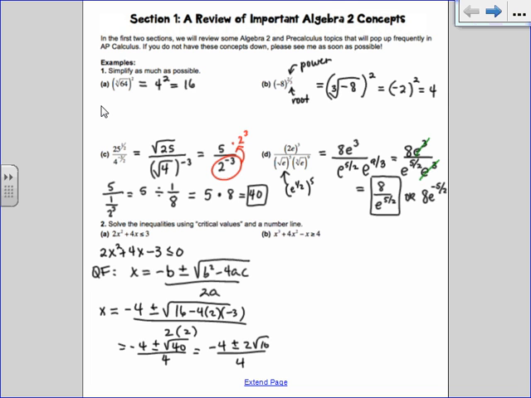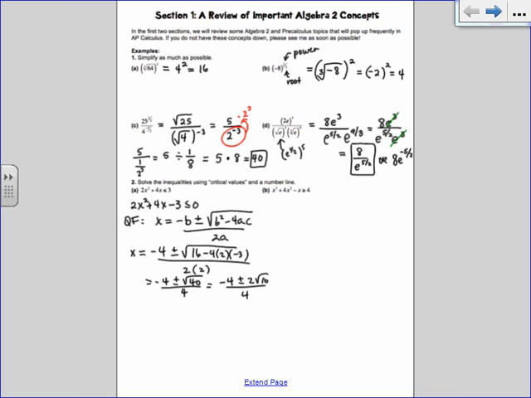And then we need to simplify down. You can simplify down in two different ways. The first way is to take the negative 4 divided by 4 and get negative 1, and take the 2 divided by 4 and get 1/2. So you could write it like that, negative 1 plus or minus 1/2 root 10, or root 10 over 2 if you want.